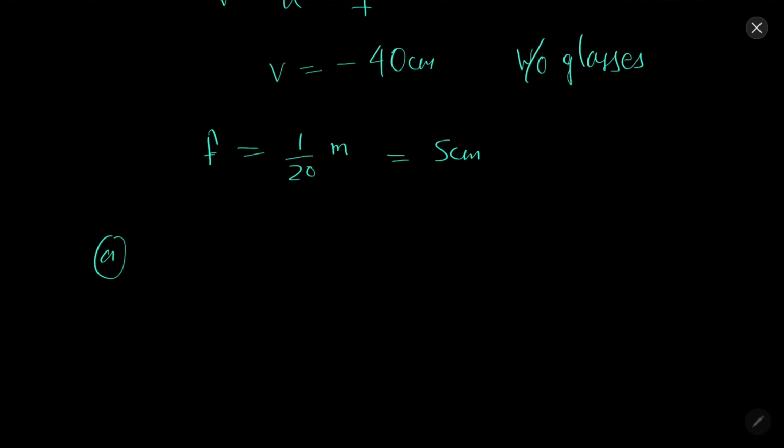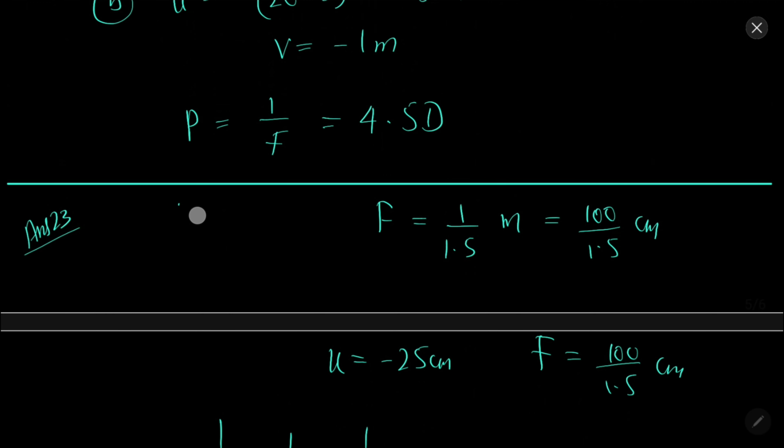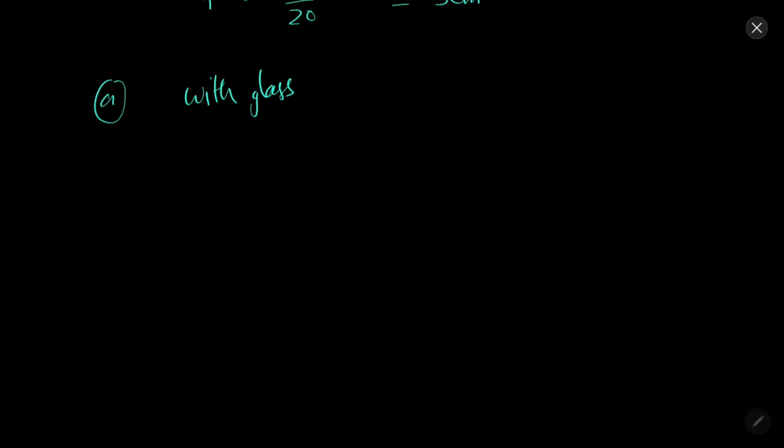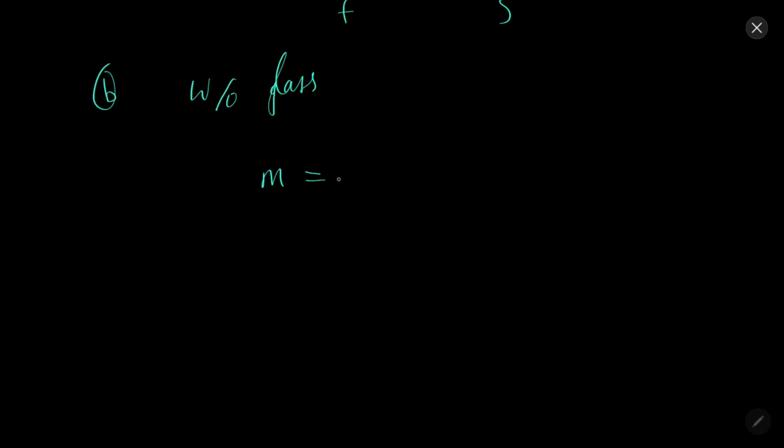So A part, with glass what will happen? So it will be 1 plus d by f, 6, and without glass 1 plus d by f, it will be 9.